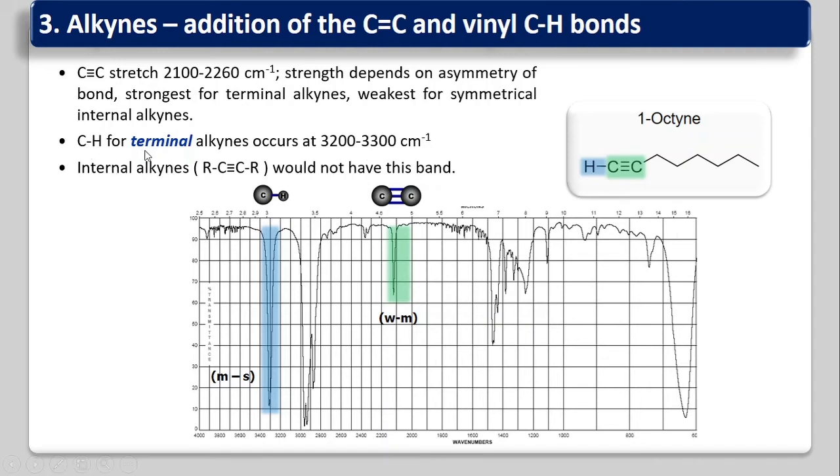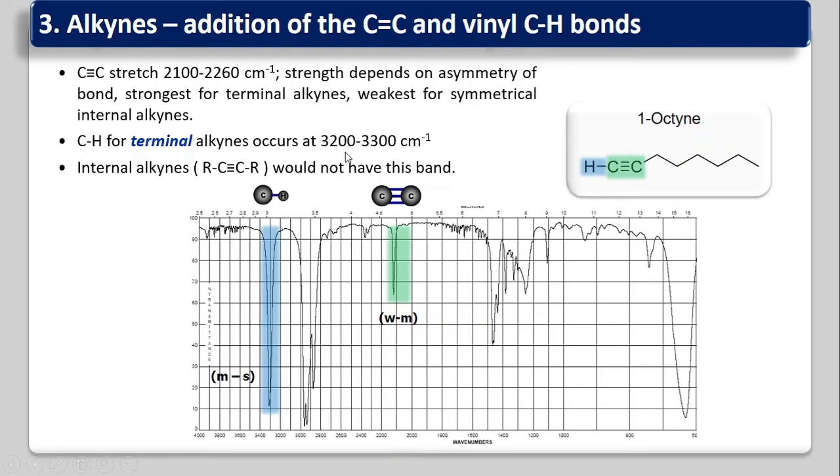Friends, the CH for the terminal alkynes occurs at 3200 to 3300 centimeter inverse. So this sharp peak is there, that is for the CH stretching frequency. This is useful for identifying whether our alkyne is a terminal alkyne or an internal alkyne. In an internal alkyne, the CH bond is not there, so if there is no peak in this area, 3200 to 3300 centimeter inverse, then you conclude that your alkyne is an internal alkyne.